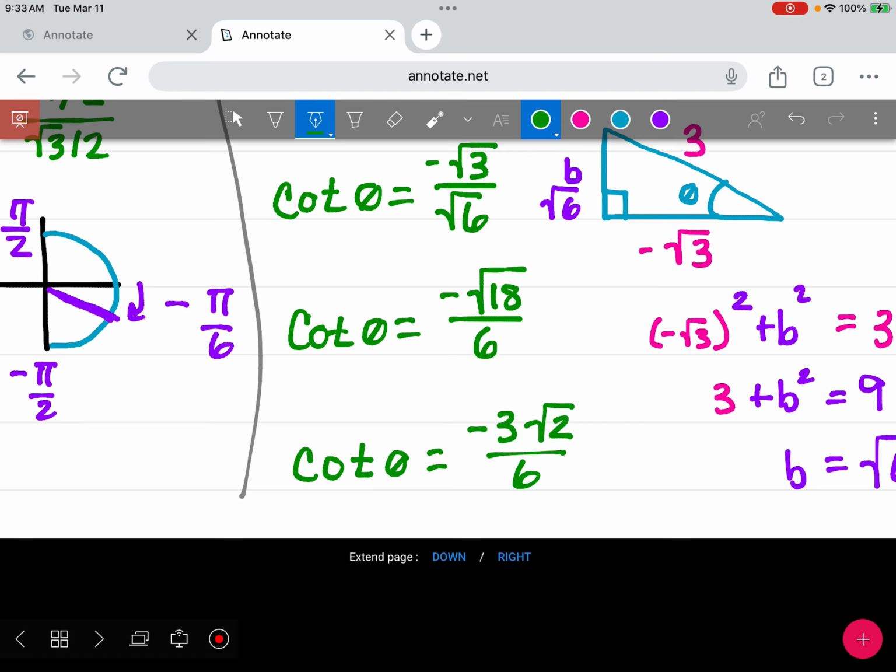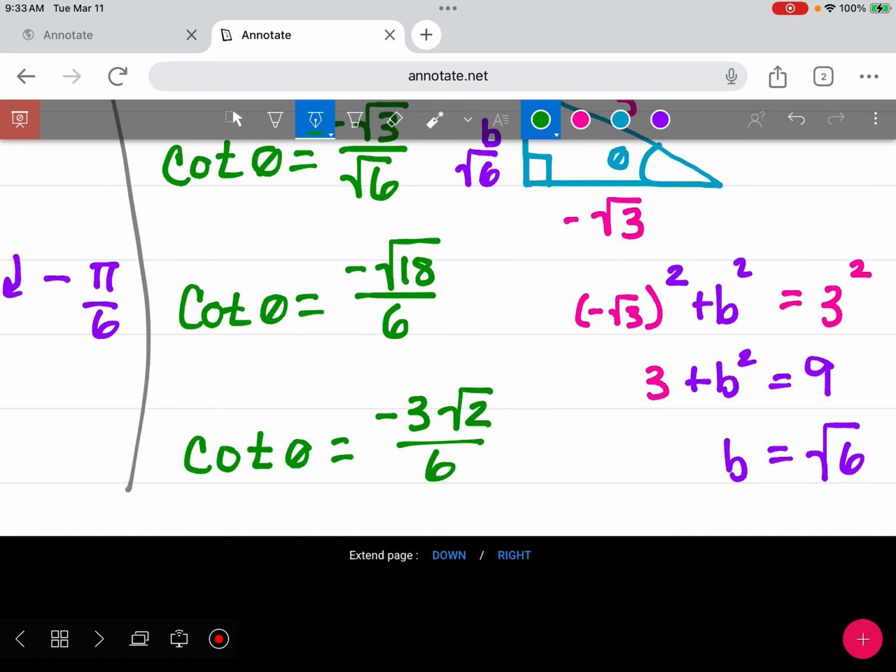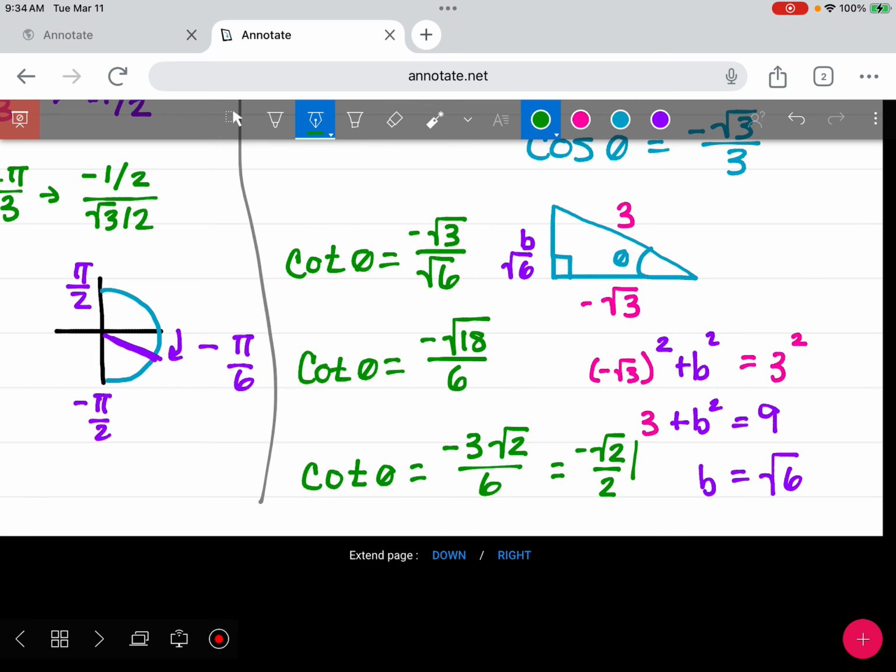Also, the yellow calculators will simplify this for you. Just make sure we see what's happening here, because what we actually have here is negative root 2 over 2, because the 3 and the 6 cancel out. So this is our fully simplified answer. Here's negative root 2 over 2.